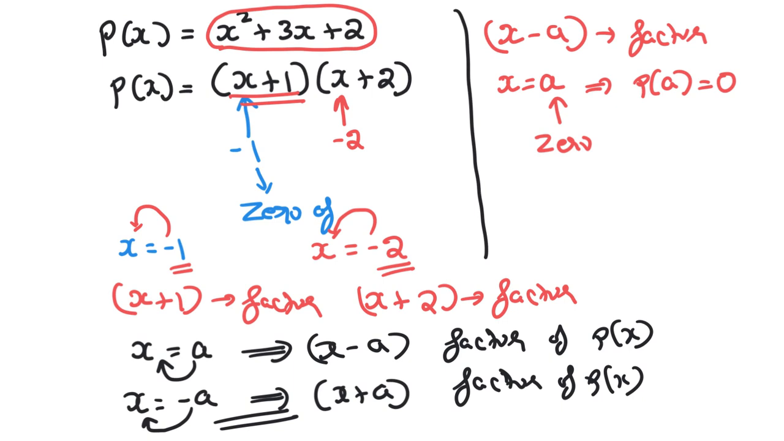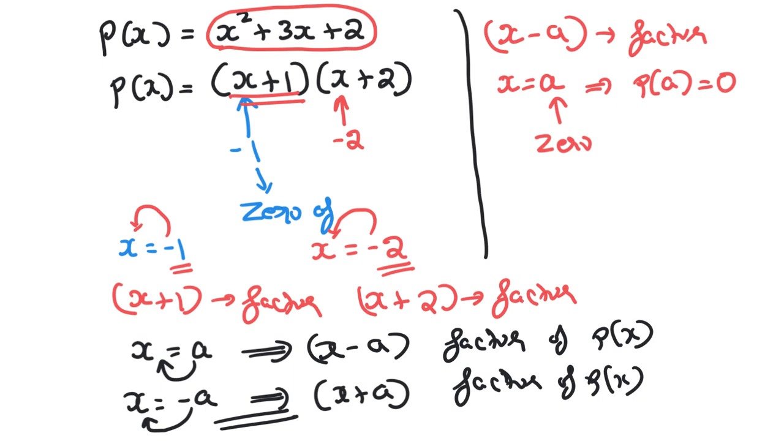Understand this? This is nothing but factor theorem. In other words, if x is equal to a, then x minus a is a factor of the polynomial. If x is equal to minus a, then x plus a is the factor of the polynomial. In other words, if x minus a is a factor of the polynomial, then p of a will be equal to 0.